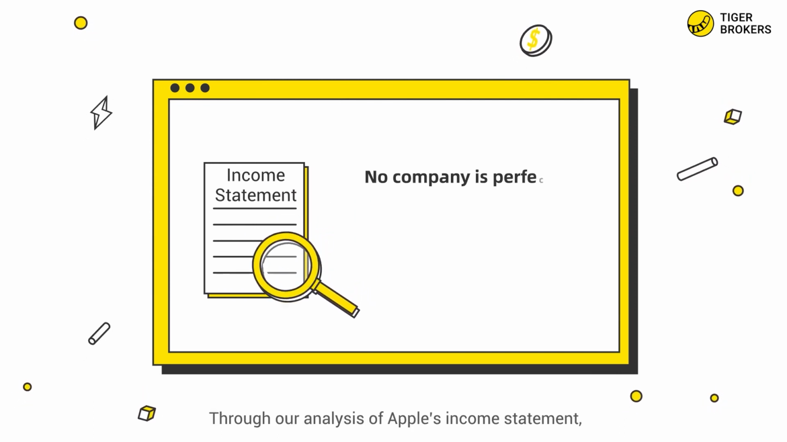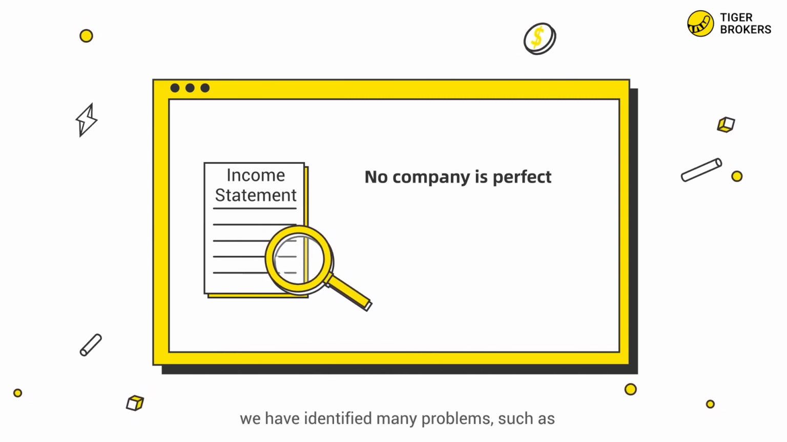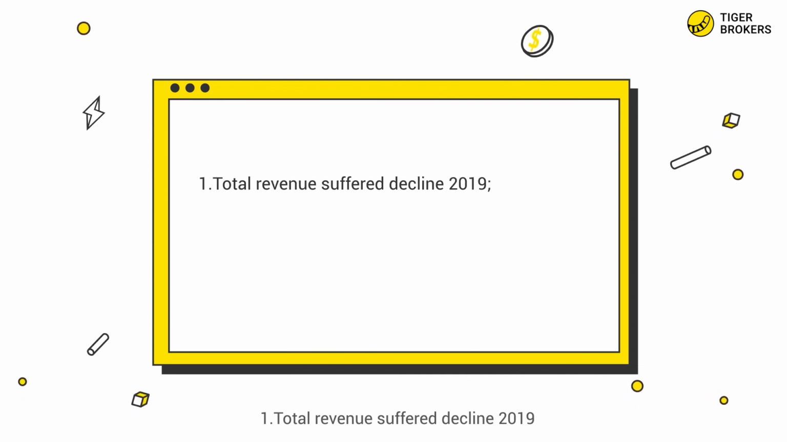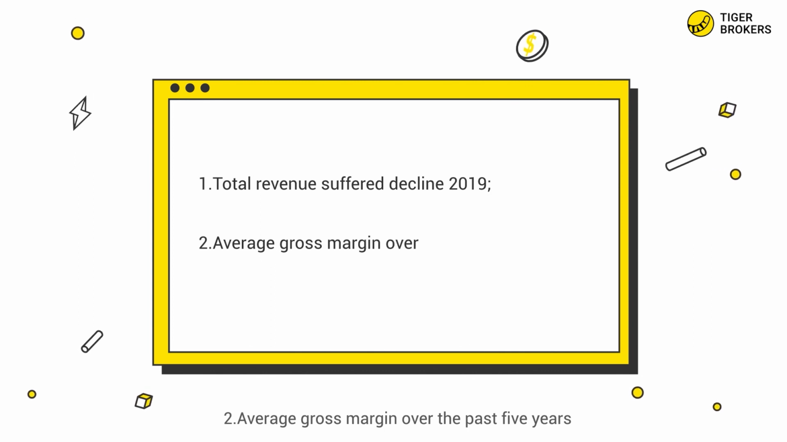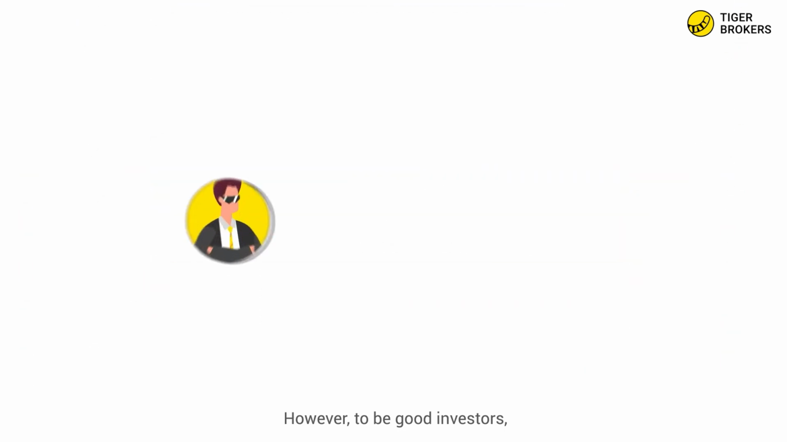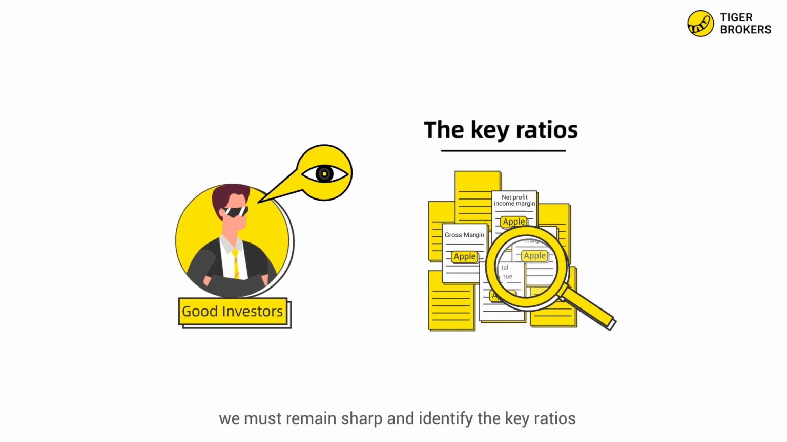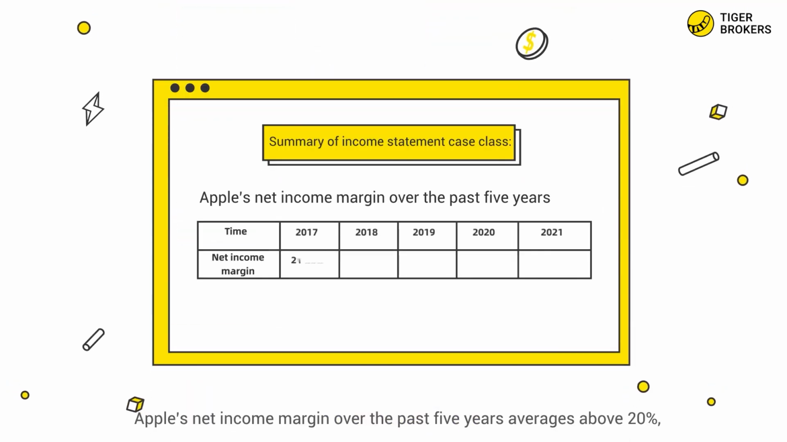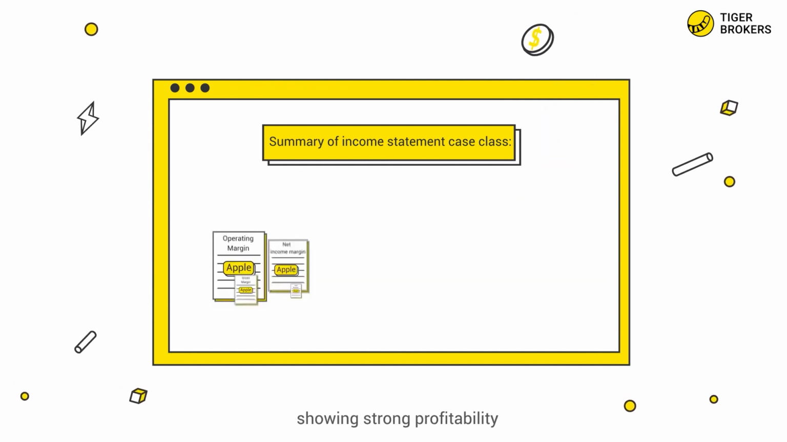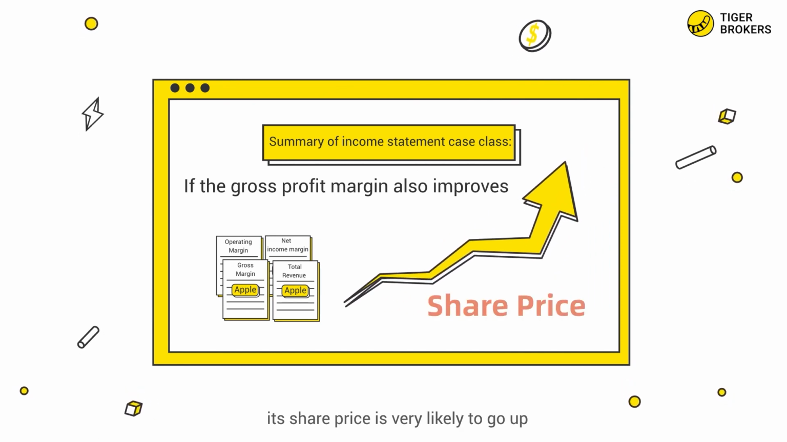Through our analysis of Apple's income statement, a world-renowned company, we have identified many problems, such as 1. Total revenue suffered a decline in 2019. 2. Average gross margin over the past 5 years failed to reach the 40% benchmark. However, to be good investors, we must remain sharp and identify the key ratio. For example, Apple's net income margin over the past 5 years averages above 20%, showing strong profitability. If the gross profit margin also improves, its share price is very likely to go up.